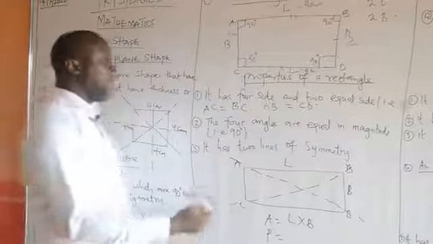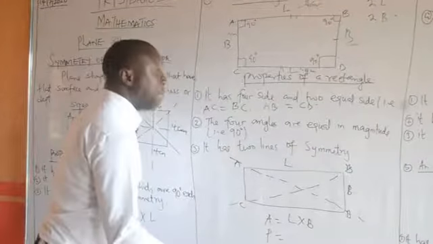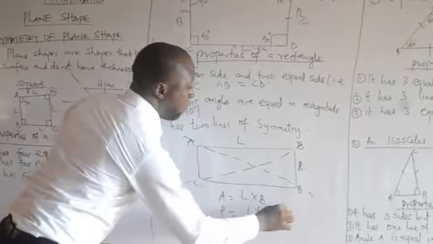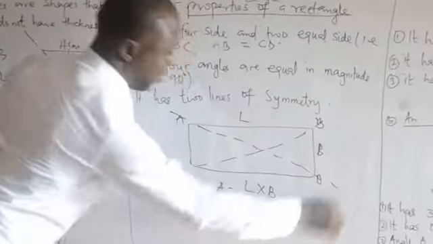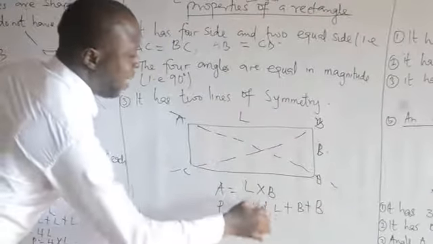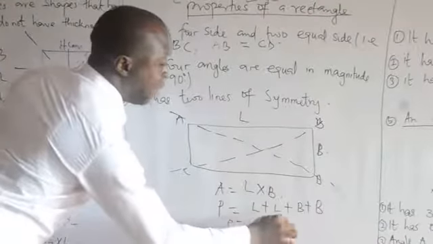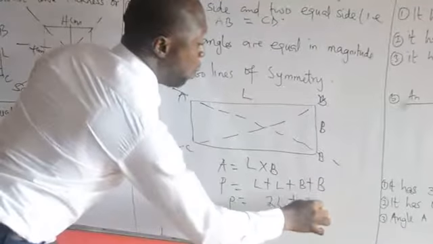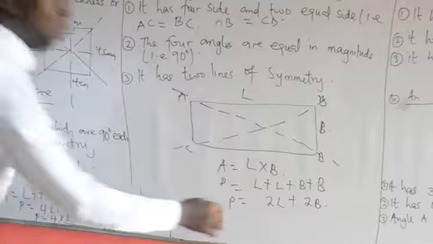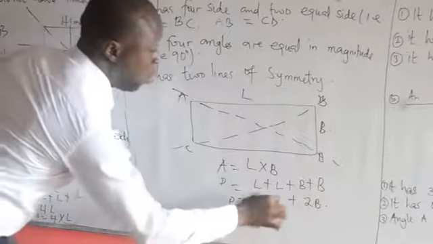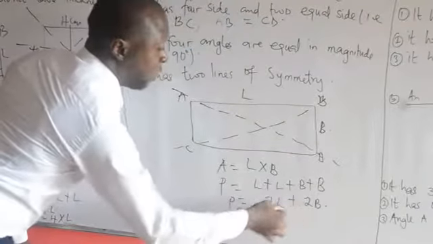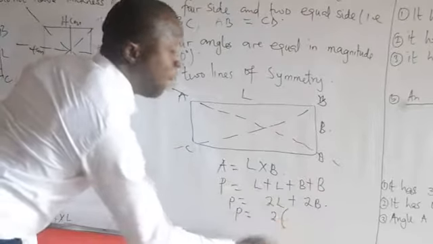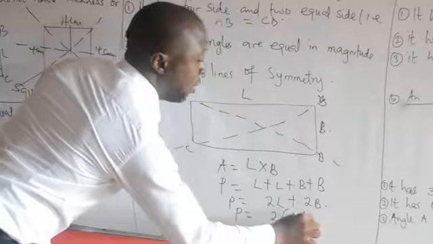And you can also be asked to find the perimeter of a rectangle. The perimeter of a rectangle is length plus length plus breadth plus breadth. So length plus length will give us two lengths, plus breadth plus breadth will give us two breadths. So we also have P is equal to, look for the common term. Two is common between the length and the breadth, so you bring out the two outside. Open a bracket, length plus breadth.